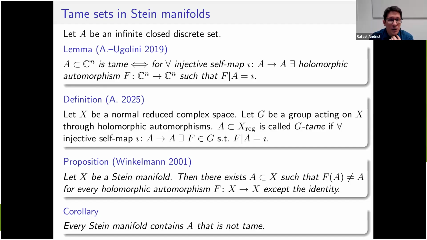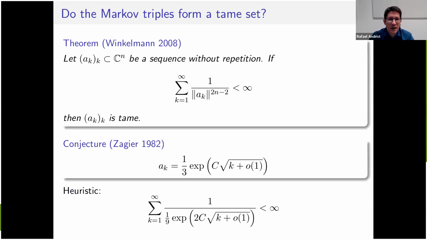Okay, so before we start with the actual proof, let's just do some heuristics. We have the theorem of Winkelmann. Of course, it's true only for Cn, but still, let's take n equal 2, and let's take the growth conjecture by Zagier and plug it in there. Okay, this series looks reasonably convergent. So at least it's not a big no, right? So we can actually try to invest some work and see if we can prove the statement.